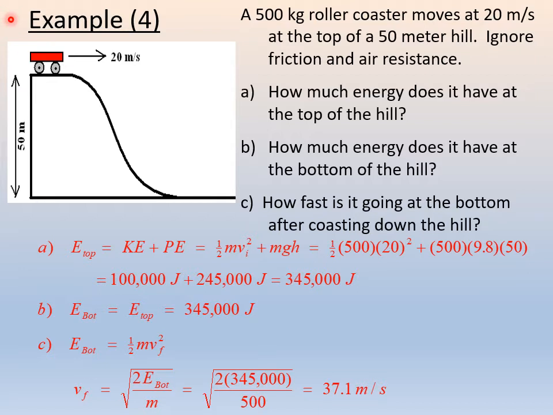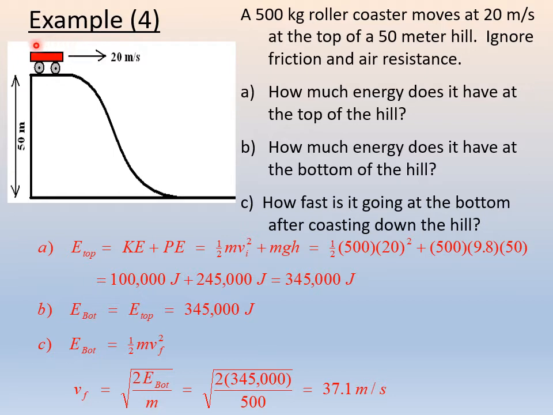Our fourth example is a classic roller coaster problem. There are lots of roller coaster problems in physics, particularly when we're dealing with the conservation of energy principle. So in this one, we have a 500 kilogram roller coaster moving at 20 meters per second at the top of a 50-meter hill, and we will ignore friction and air resistance.